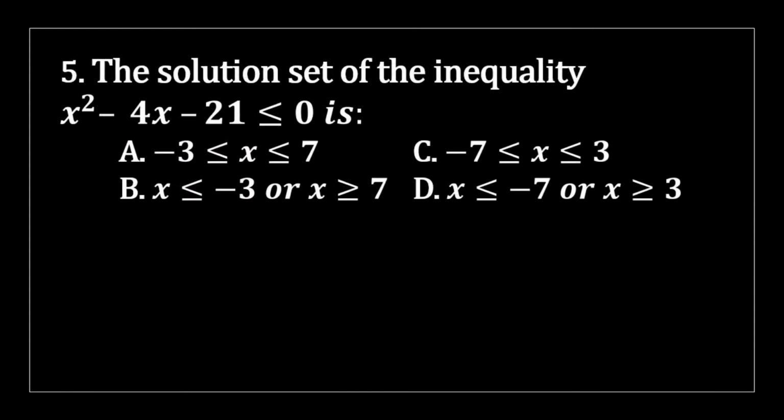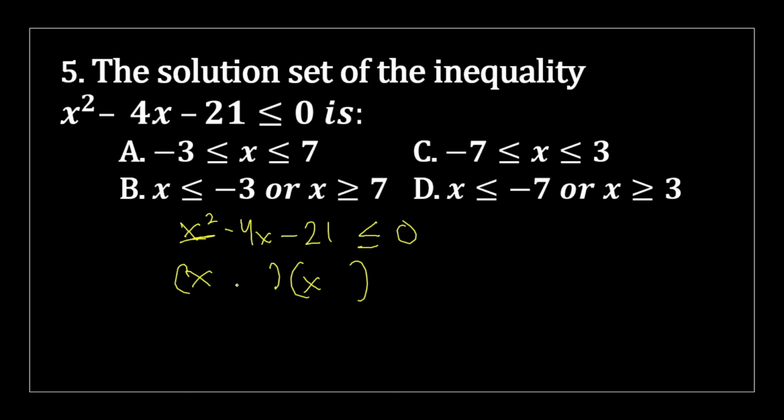Now, number 5. The solution set for the inequality x squared minus 4x minus 21 is. Okay, now let's solve for the inequality. First, let's factor this out. x squared minus 4x minus 21 is less than or equal to 0. If we factor this out, the square root of the first term is x, x. Since the last term is negative, one is positive and one is negative.